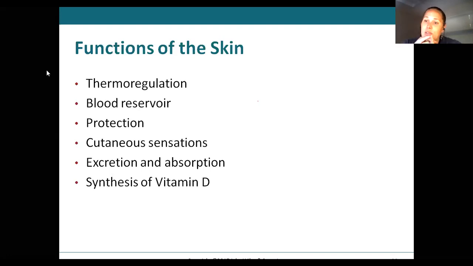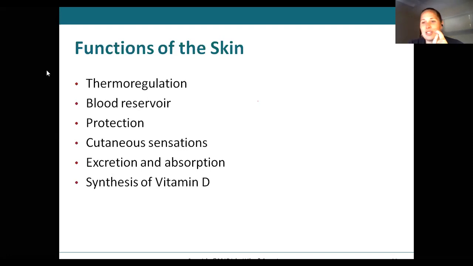Also, if you're too hot, your body's going to produce sweat. The evaporation of that sweat's going to help in cooling your body. So it's important for homeostatic thermoregulation for sure. It's also a barrier for protection. We've talked about that numerous times already, and how there are immune cells present on the surface of your skin. So it's kind of the first line of defense against outside invaders.